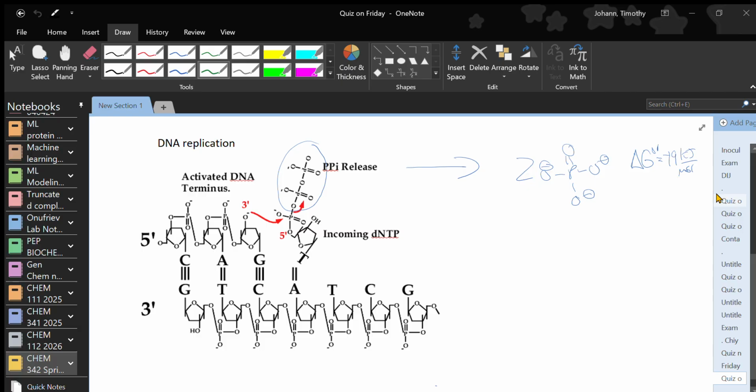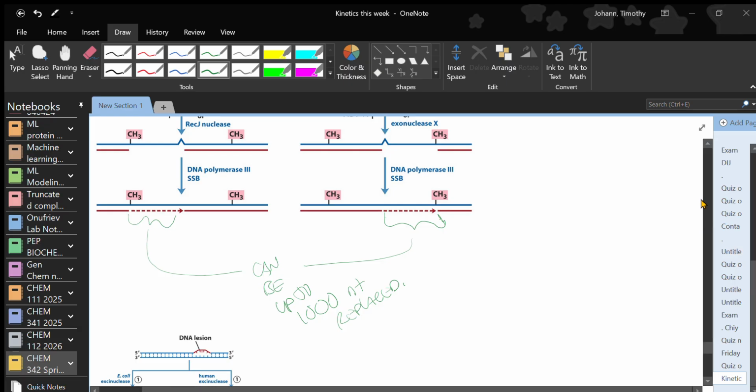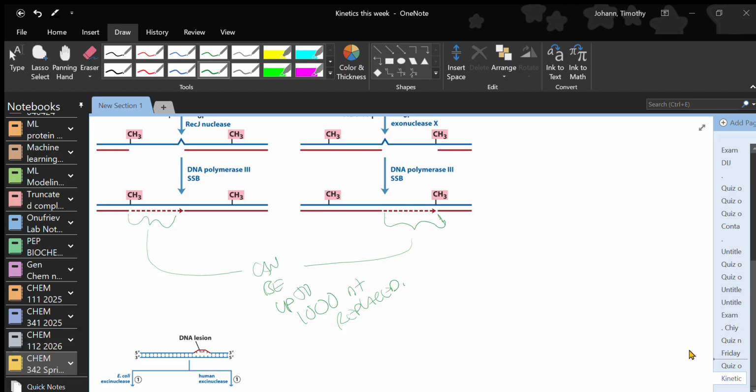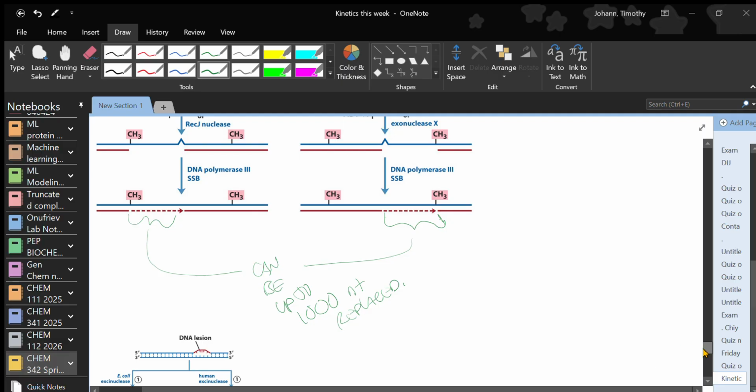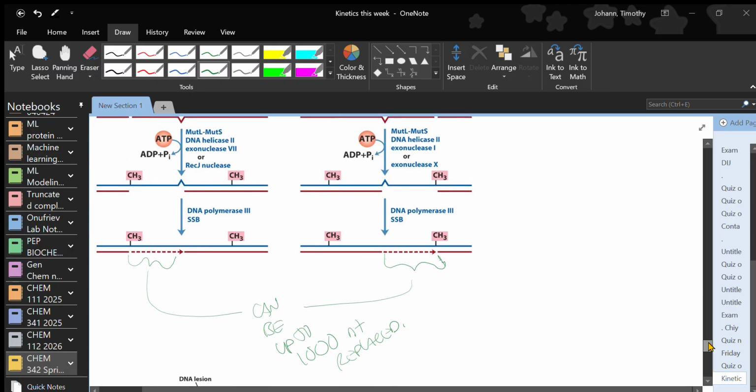So this is happening in every cell in your body, almost constantly. How much ATP do you use for this? How much ATP do you produce? This is bacterial, right? But I would expect that you're spending at least this much energy on this particular process. This is on replication. So you do your replication.